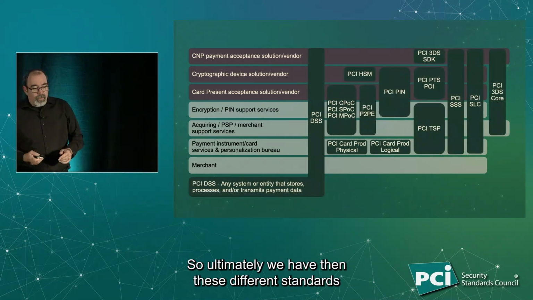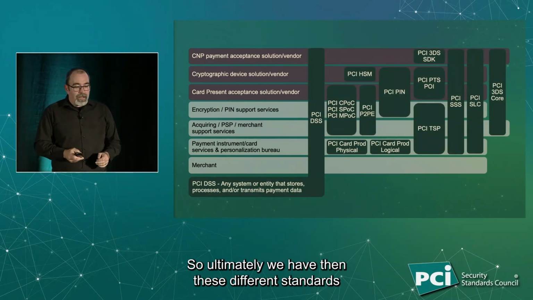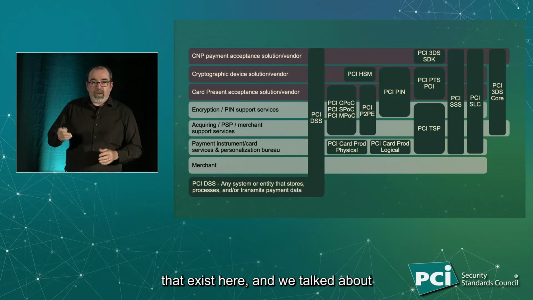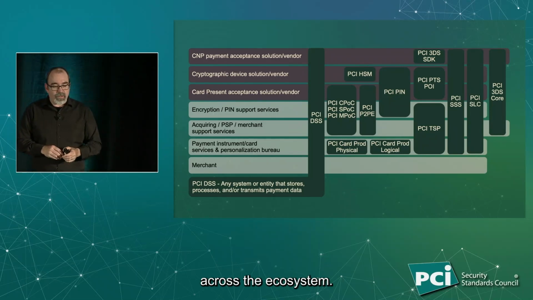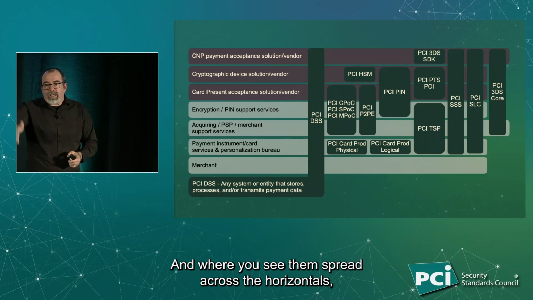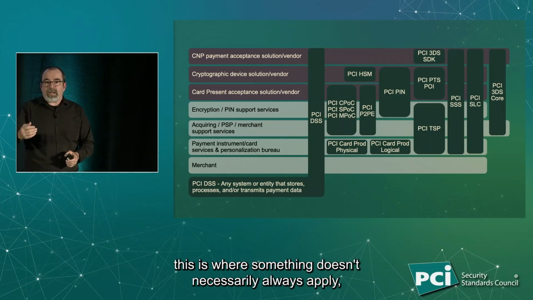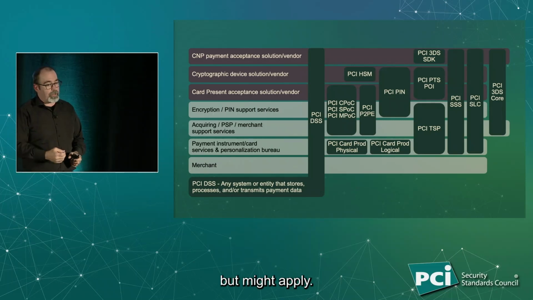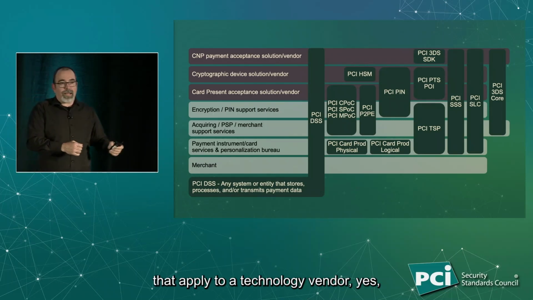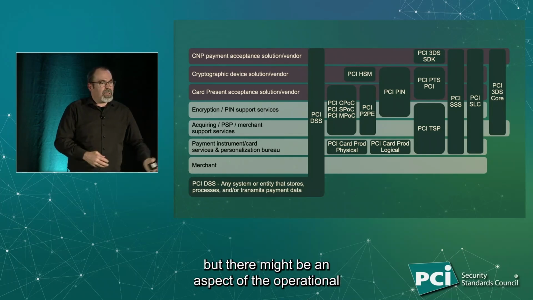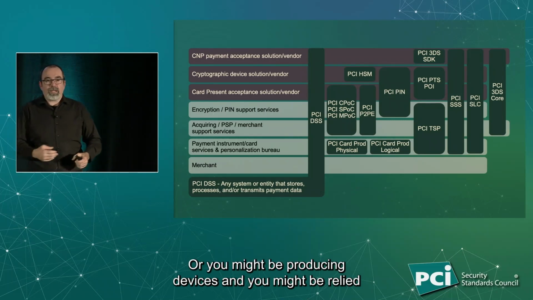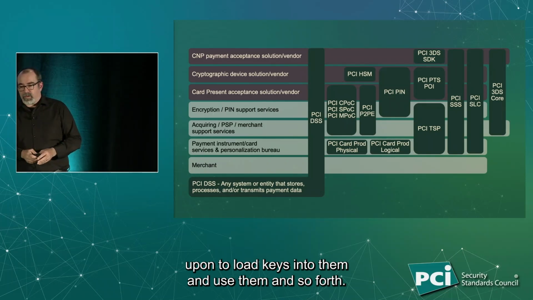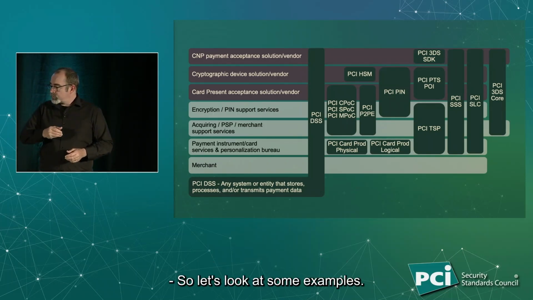I'll do it now. So ultimately, we have then these different standards that exist here, and we talked about those 15, 16 different standards that exist across the ecosystem. And where you see them spread across the horizontals, this is where something doesn't necessarily always apply, but might apply. You might have standards that apply to a technology vendor, yes, but there might be an aspect of the operational to that as well that might apply. Or you might be producing devices and you might be relied upon to load keys into them and use them and so forth. So let's look at some examples.